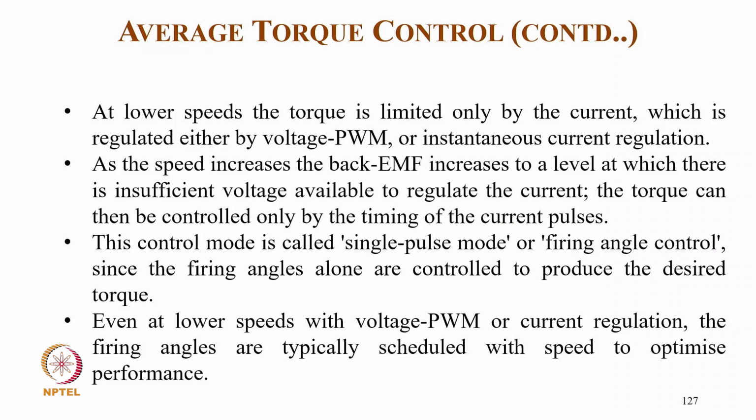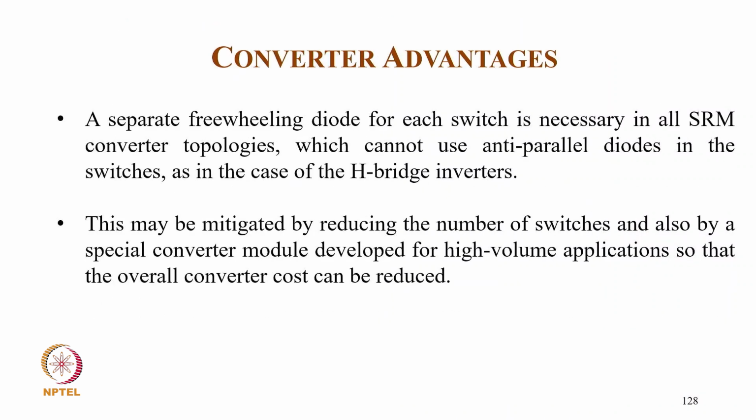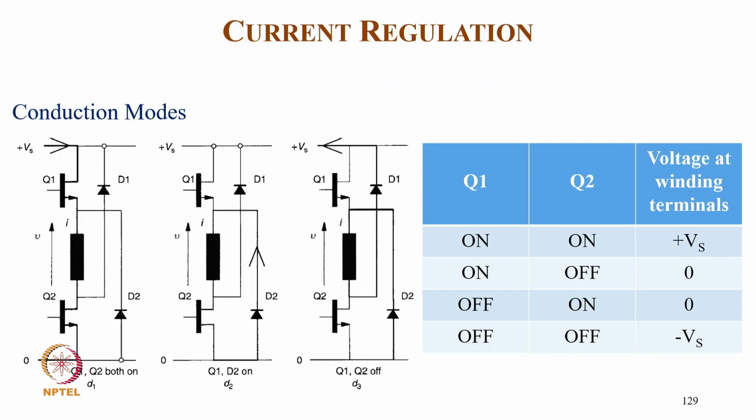produce the desired torque. Even at lower speed, with voltage PWM or current regulation, the firing angles are typically scheduled with the speed to optimize performance. Coming to converter disadvantage, a separate freewheeling diode for each switch is necessary in all the SRM converter topologies, which cannot use the anti-parallel diodes in the switches as in the case of an H-bridge inverter. This may be mitigated by reducing the number of switches and by special converter modules developed for high volume applications, so that the overall converter cost can be reduced.